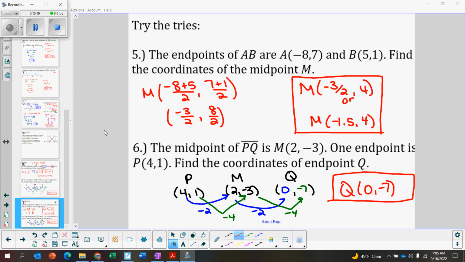All right, check your answers here. We get a midpoint of -3/2, 4, or -1.5, 4. And for number 6, Q ends up being 0, -7. And that is day 1 of section 1.3.